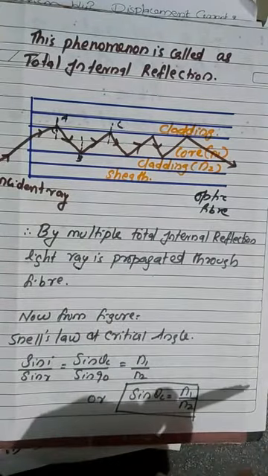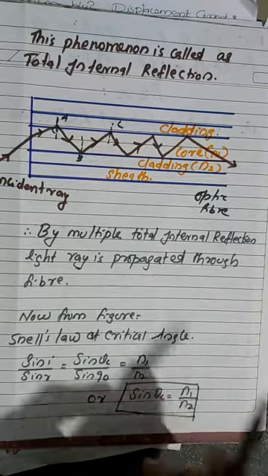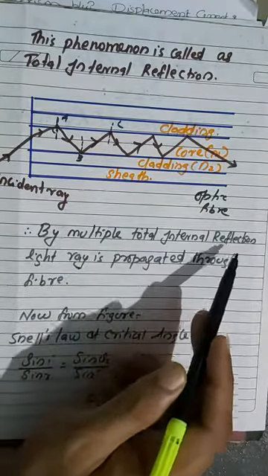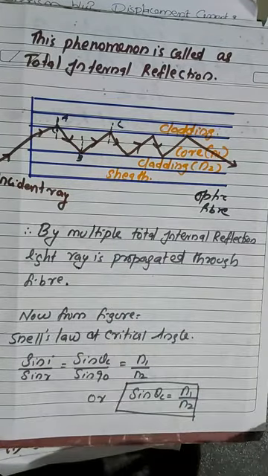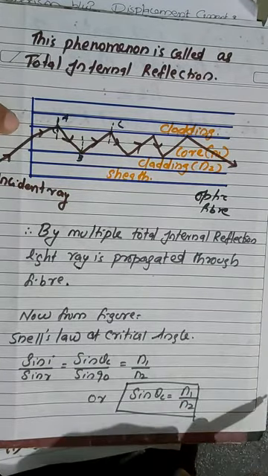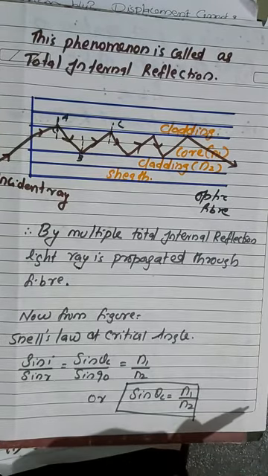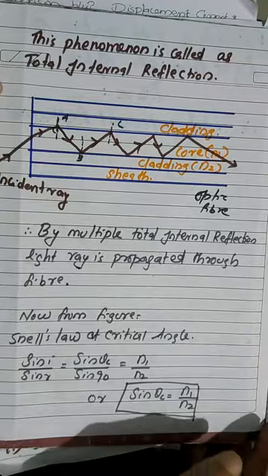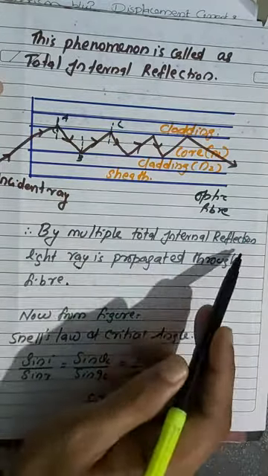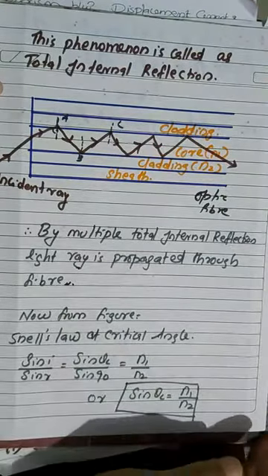If you are asked what the working principle of optic fiber is, you should write its definition, along with: by multiple total internal reflections, the light ray is propagated through the fiber. Total internal reflection definition: if a light ray travels from a denser medium to a rarer medium and the angle of incidence is greater than the critical angle, it will be reflected back into the denser medium. This phenomenon is called total internal reflection. Therefore, by multiple total internal reflections, the light ray is propagated through the fiber. This is what we need to write; it is a commonly asked question.